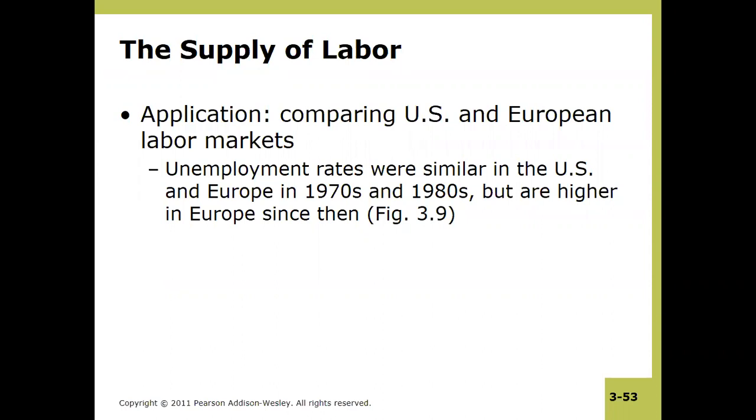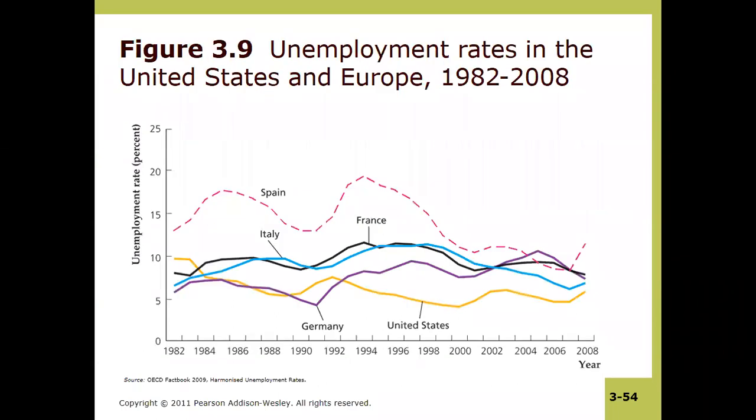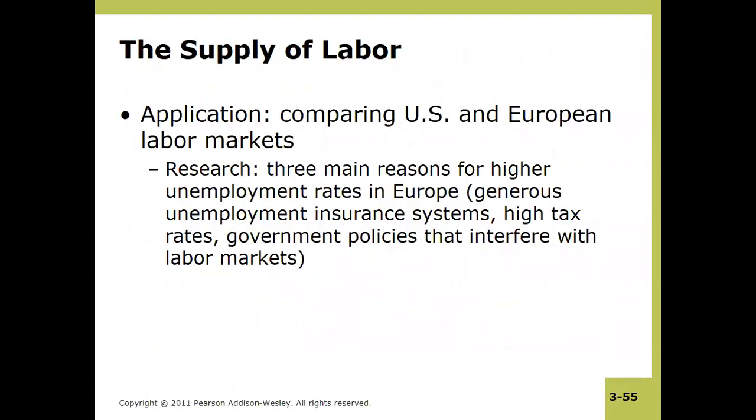Unemployment rates were similar in the US and Europe in the 70s and 80s, but later on are higher in Europe since then. Let us see in the graph, we can easily differentiate. In Europe, we have four countries: Spain, France, Italy, and Germany. Comparing with the US, European countries have a higher unemployment rate after 1980, whereas the United States has a stable, or maybe somewhat decreasing, rate. So comparing these, there are three main reasons for the higher unemployment rate in Europe.